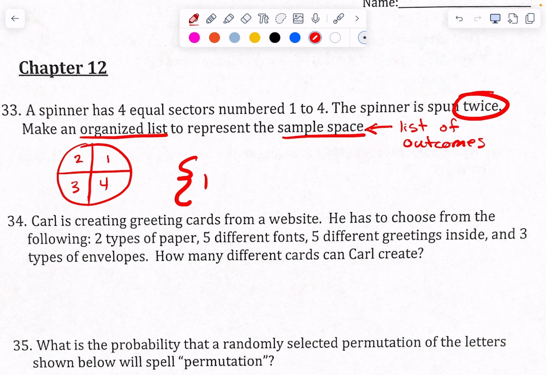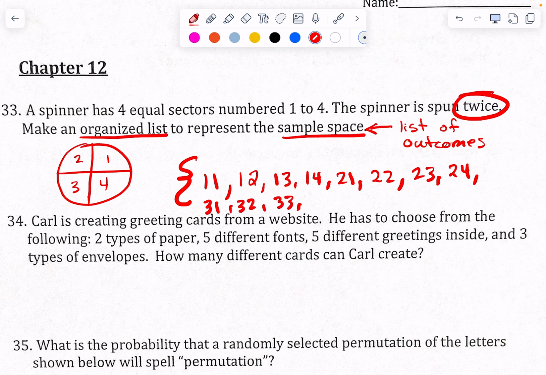I could get a 1-1. What else? A 1-2. A 1-3. A 1-4. A 2-1. A 2-2. A 2-3. A 2-4. A 3-1. A 3-2. A 3-3. A 3-4. A 4-1. A 4-2. A 4-3. And a 4-4. Is that everything? Yes, those are the possible outcomes I could get.